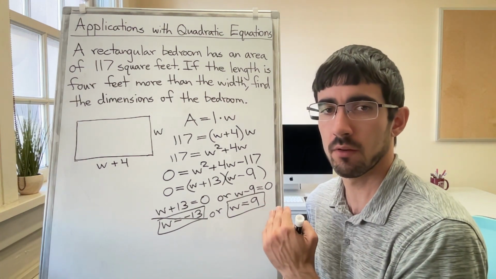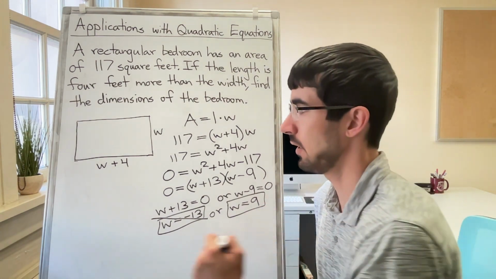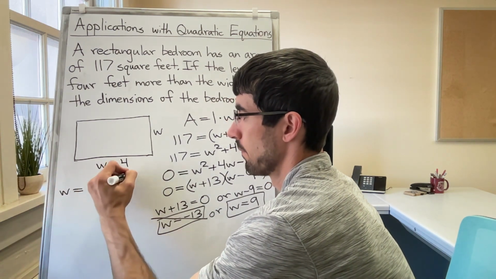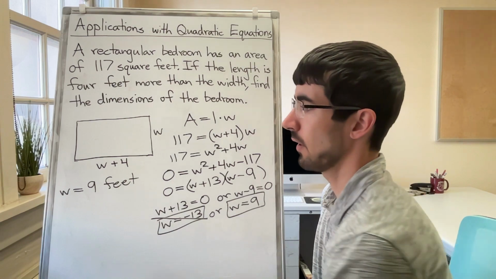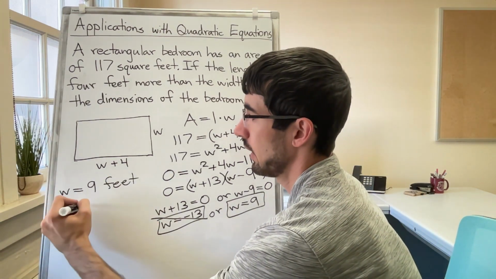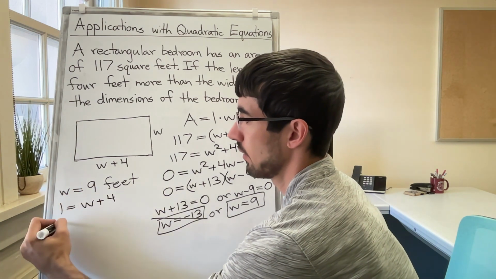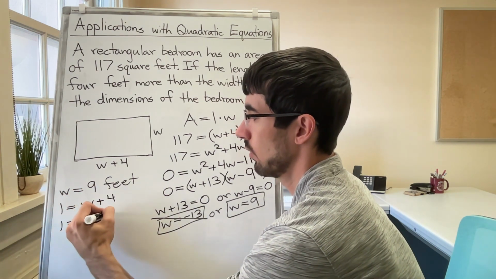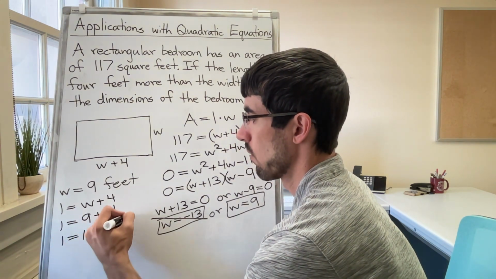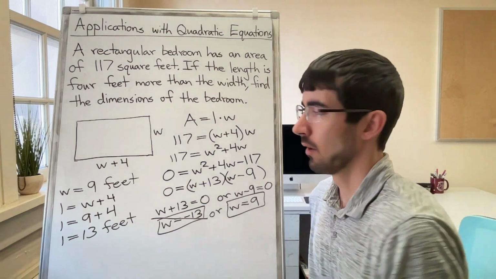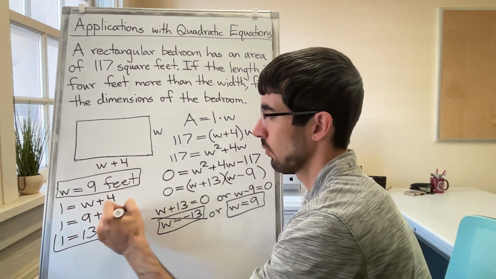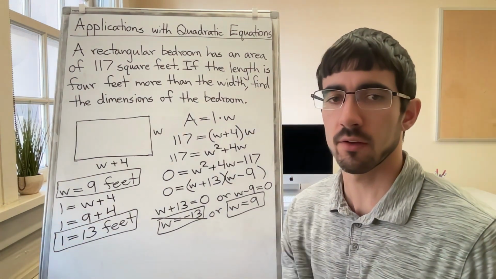So the width of the bedroom must be 9 feet. w equals 9 feet. I can quickly find the length by just adding 4, right? The length is the width plus 4, so the length equals 9 plus 4, which is 13 feet. So I've solved for the dimensions of the bedroom, which is what the problem was asking for. The width is 9 feet and the length is 13 feet.